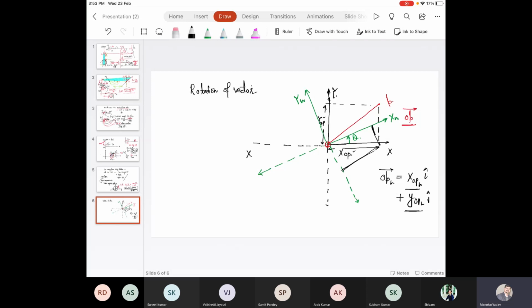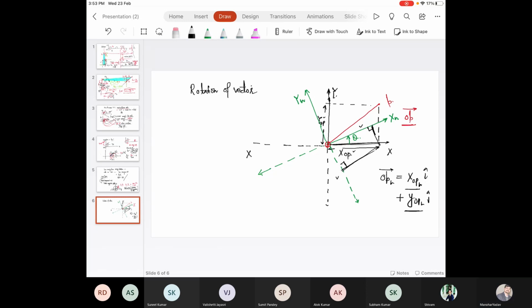So this is the diagonal. This is 90 degrees and this is 90 degrees. Okay. So this diagonal XOP can be projected on this axis and this axis using angle theta.